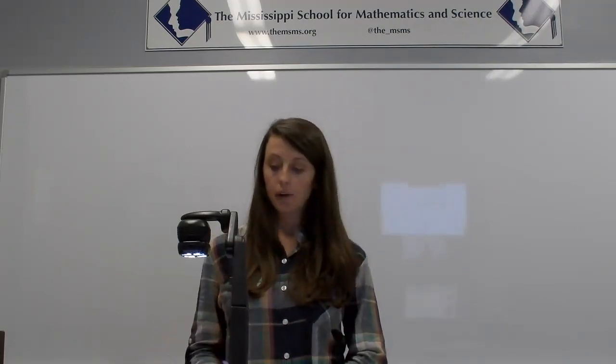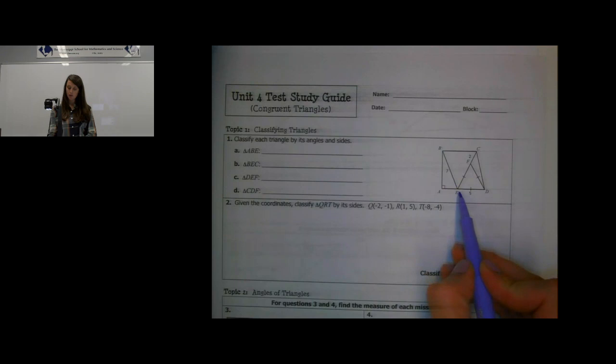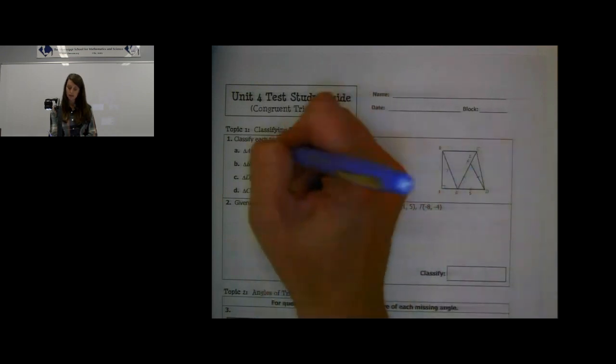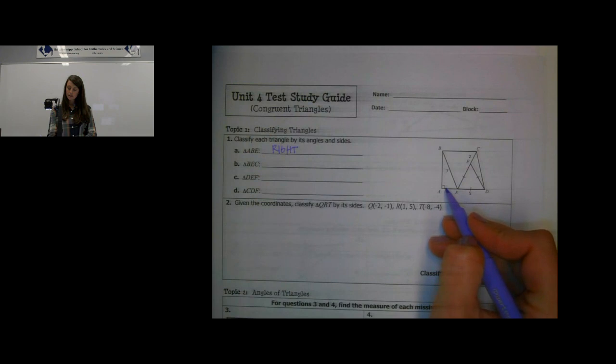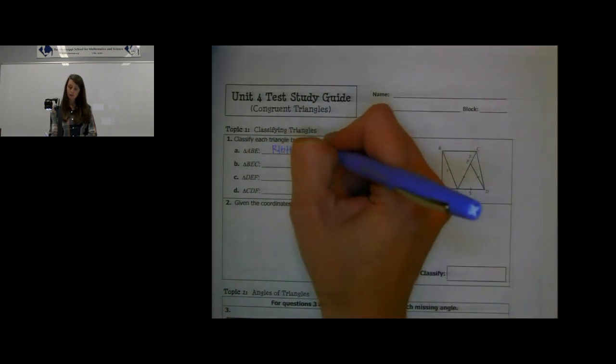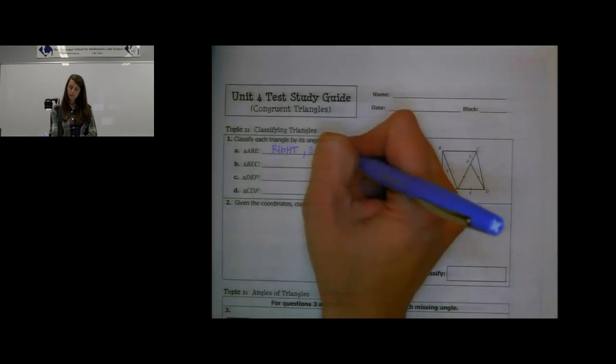Some of the things that you missed on your quizzes were classifying triangles by their sides and by their angles. So let's look here. Triangle A, B, and E. That is going to be a right triangle. Okay, it's right, and it's also going to be scalene, all of the sides and angles are going to be different.